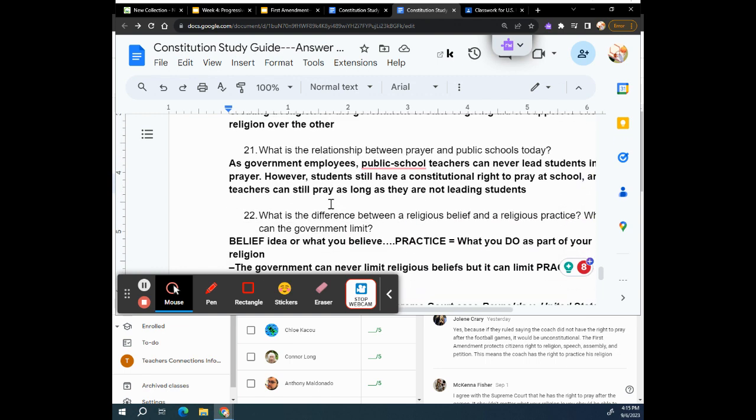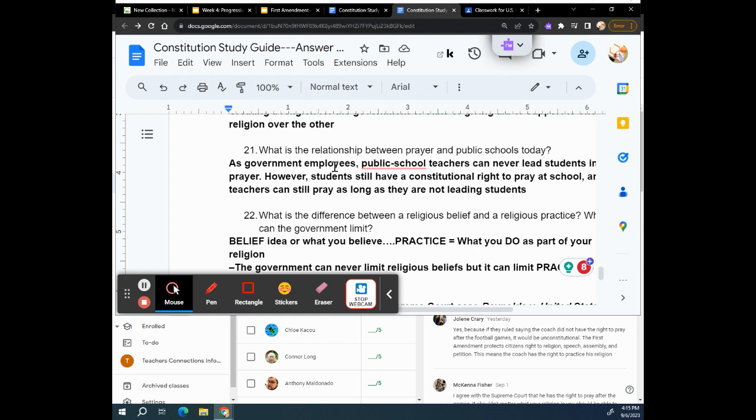The relationship between prayer and public schools today: as government employees, public school teachers can never, ever lead students in prayer. So this is the Engel versus Vitale case. But this is because A, public school teachers are government employees, so we cannot push religion. But B, students are a captive audience. In other words, you guys are forced to be here at school, and we can't pray because that's a situation where you guys have to listen to something that you may not agree with, and that violates your freedom of religion.